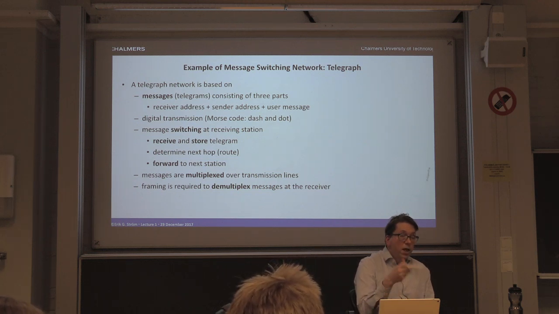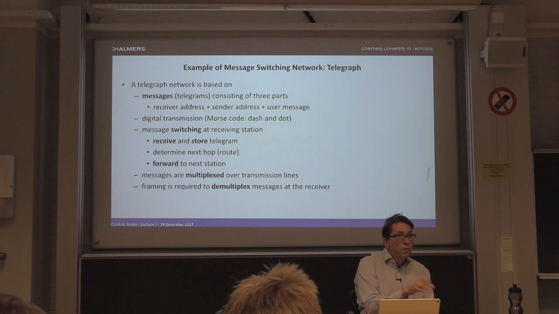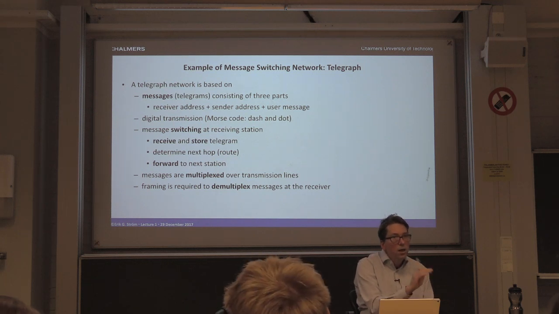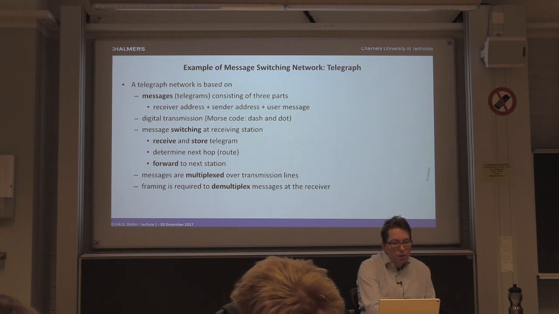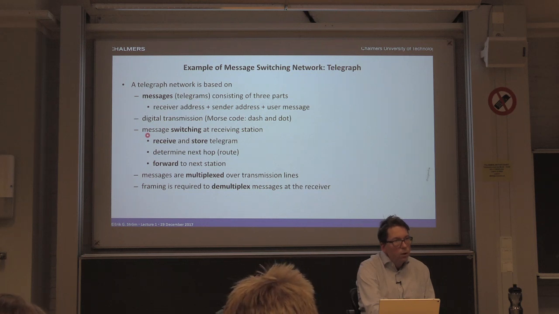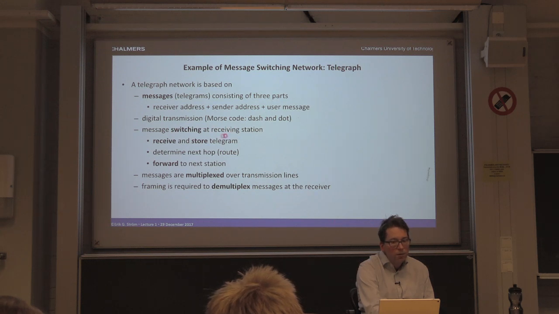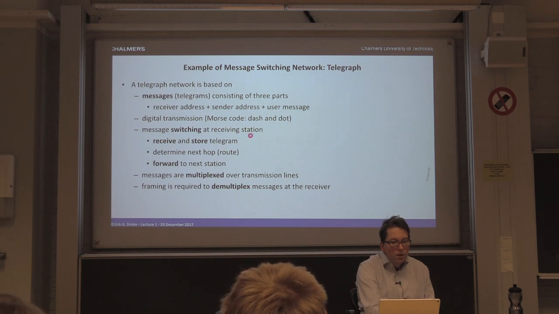So each letter is translated into a sequence of dashes and dots and keyed out on the line and then decoded at the other end. So this message is transmitted from a transmitter into the network to a receiving station. That might not be the end station where Bob is actually living, but it could be some intermediate node. But at that receiving station, we do message switching.